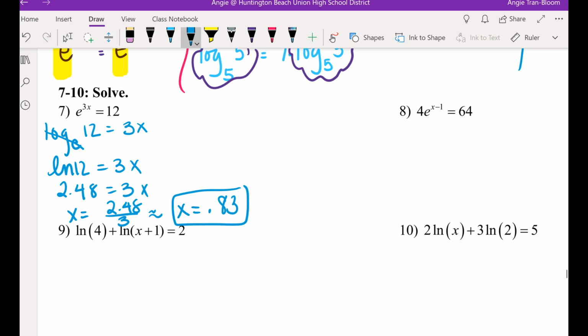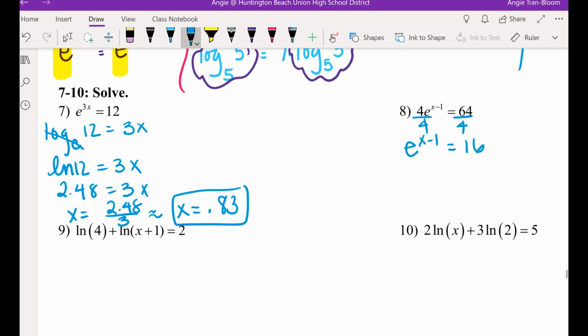8, solve. What are we solving for, Joe, on number 8? Good. What do you do first? Not yet. Yes, you have to isolate your base, okay? So divide both sides by 4. Brandon N, 64 divided by 4 is? Perfect. I got e to the power of x minus 1 equals 16.